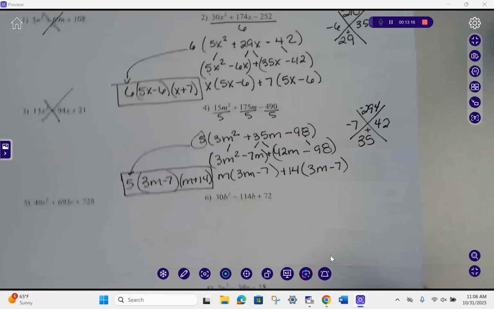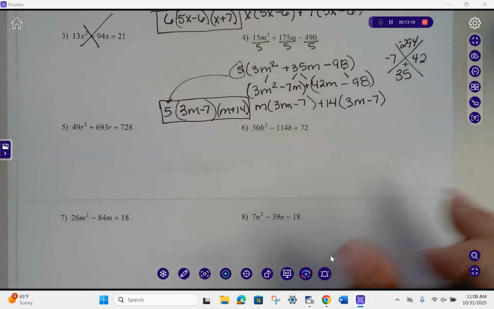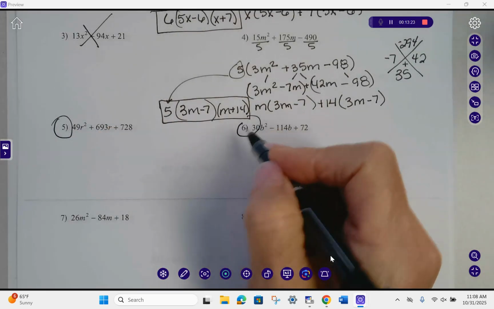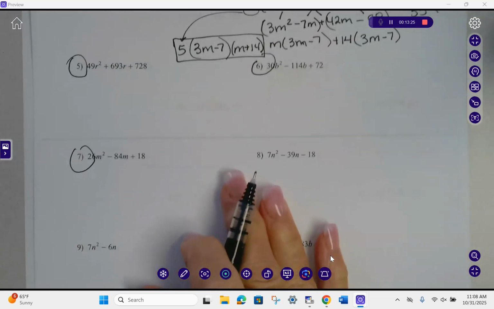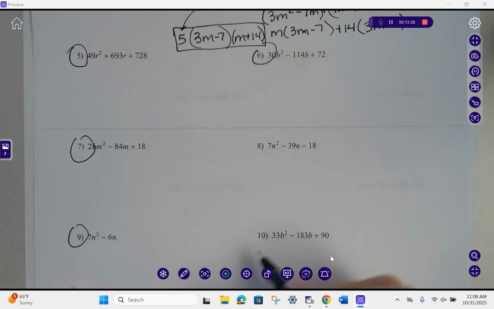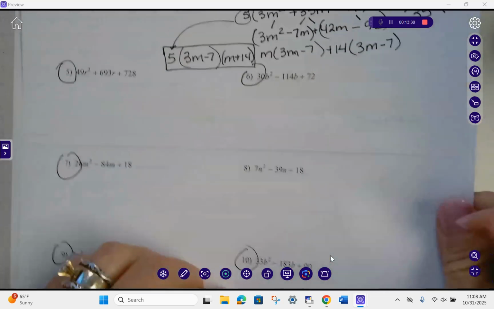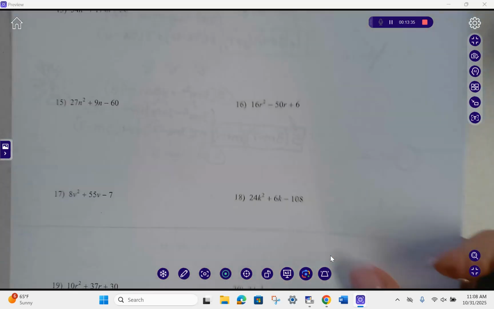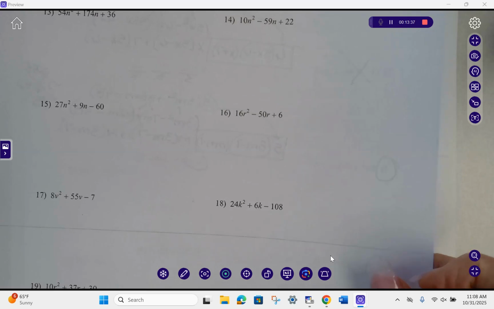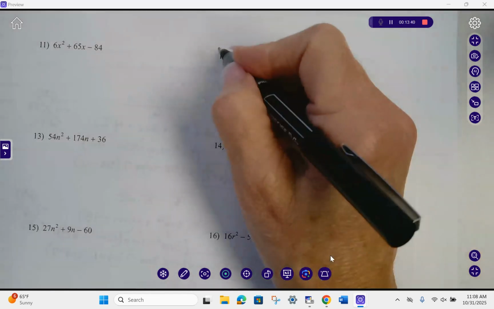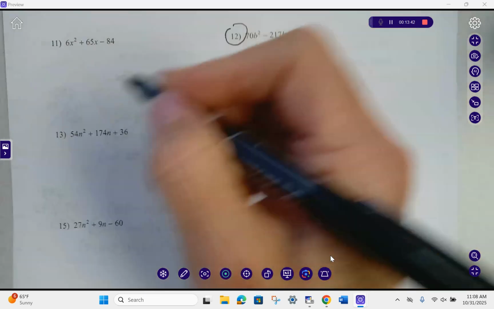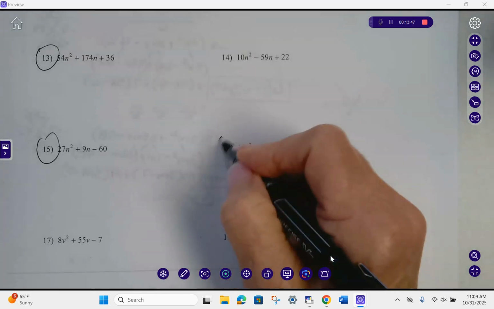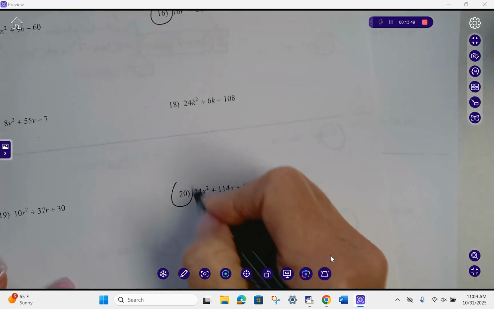All right, so now here's the problems that you're going to do. You're going to do number 5, number 6, number 7, number 9, number 10. That's 5 problems. And then I believe we have 5 on the back to do. You're going to do number 12, number 13, number 15, number 16, and number 20.